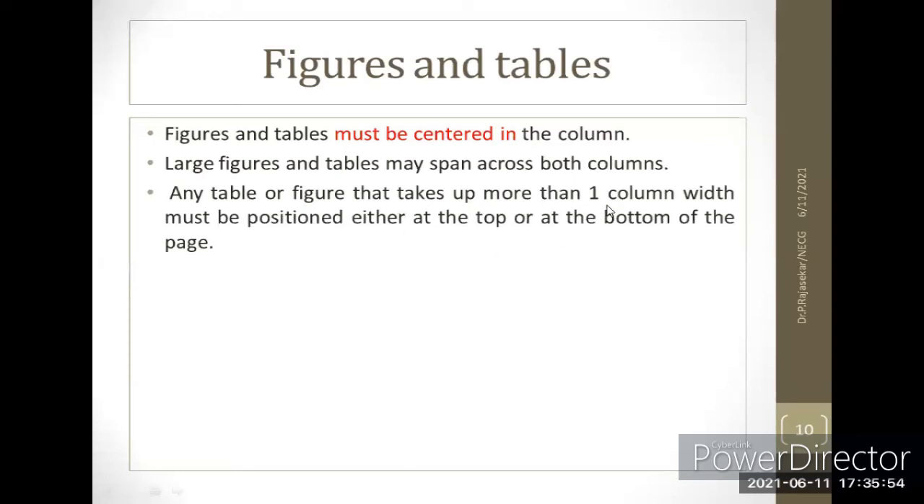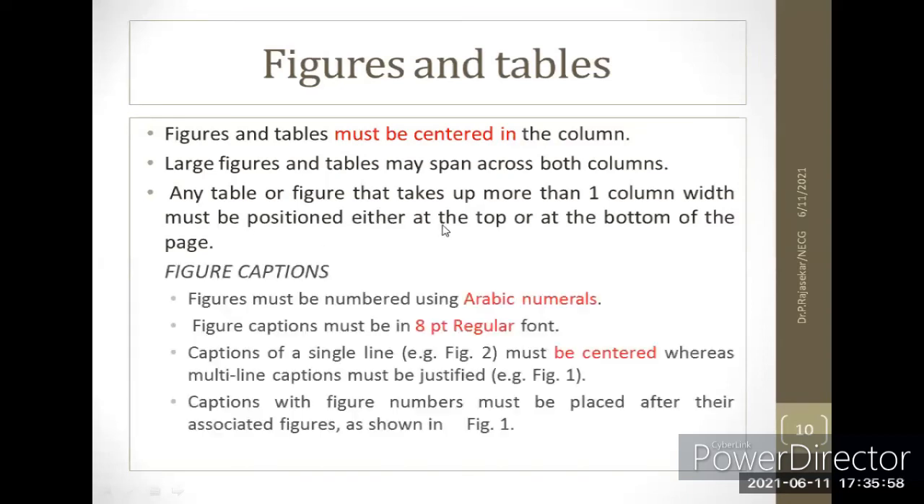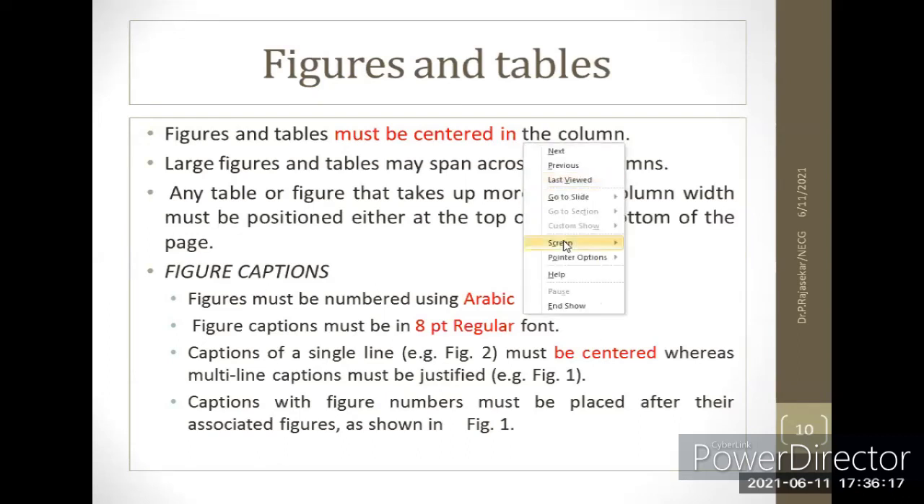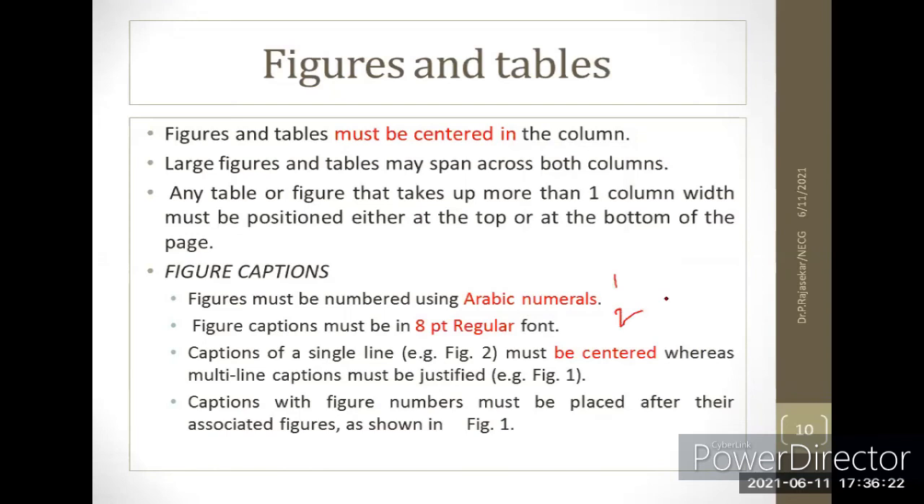Any table or figure that spans more than one column must be positioned accordingly. If the figure name or table name is very long, we can use left justified. For a particular figure 1, only that information is left justified. The figure itself should be centered. The figure caption uses Arabic numerals, that means 1, 2, 3, 4, like that.